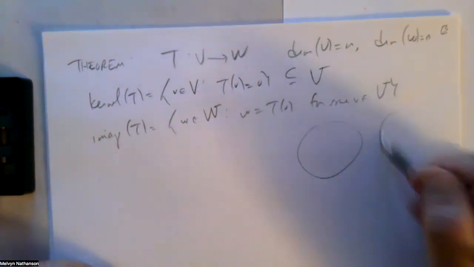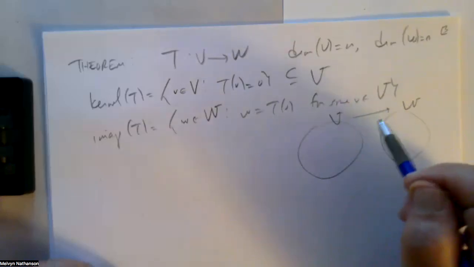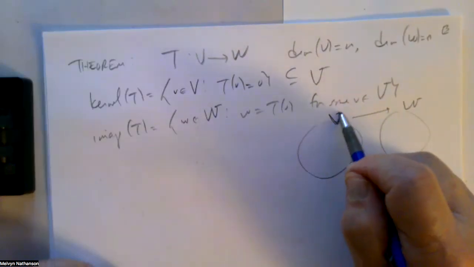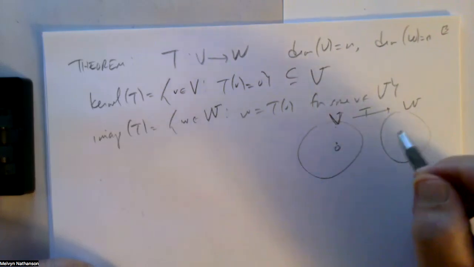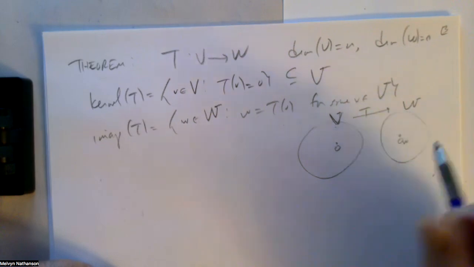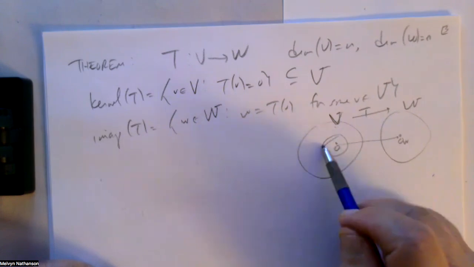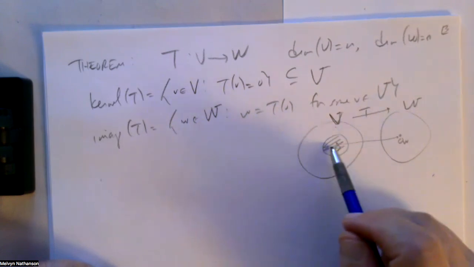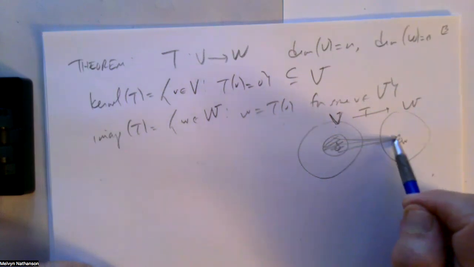So our standard picture is the following. Here's V, here's W, here's the linear transformation from V to W. We have the 0 vector in V, we have the 0 vector in W, and we know that 0 gets mapped to 0, but in general, there's a whole subspace of elements that get mapped to 0.